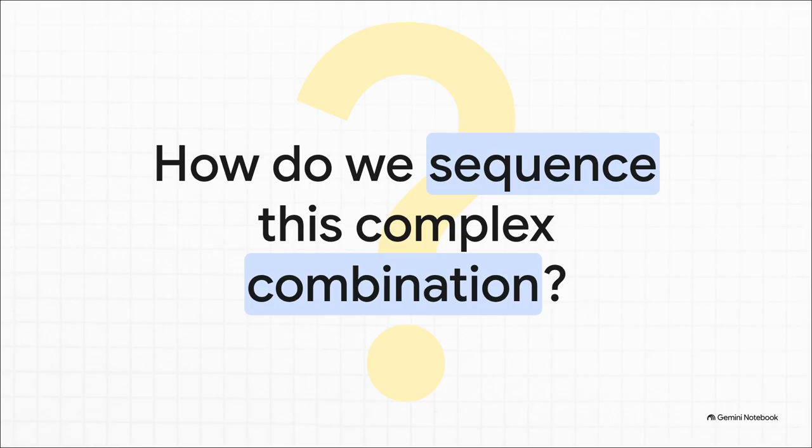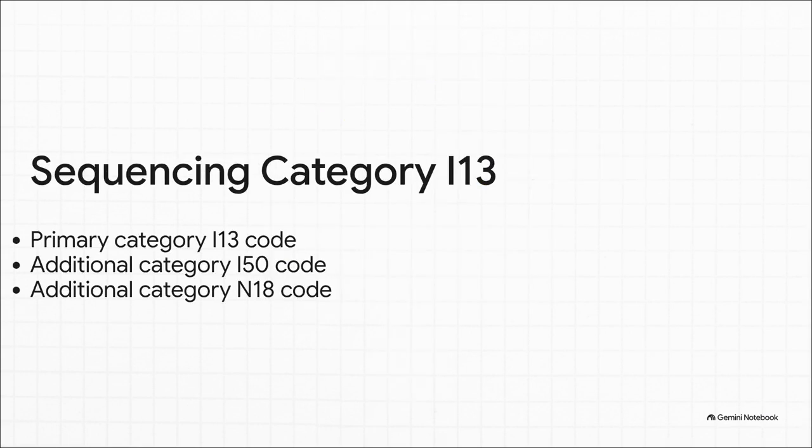Okay, now how about sequencing? Imagine you're reviewing the history of present illness for a 68-year-old male presenting with exertional dyspnea, fatigue, trace ankle edema, and a home blood pressure average of 150/90. He has documented hypertensive heart failure and CKD. How do you accurately sequence this complex combination? Let's look at how we build the complete coding picture.